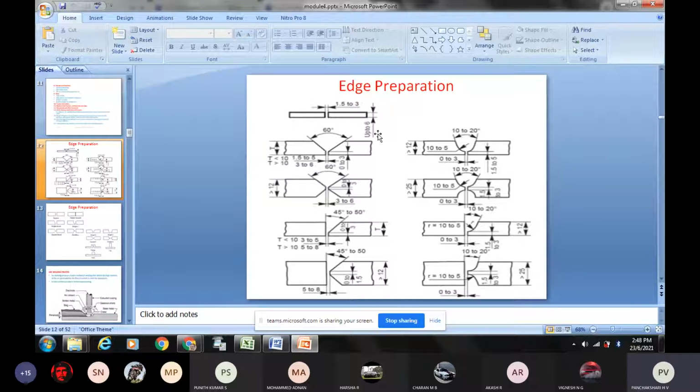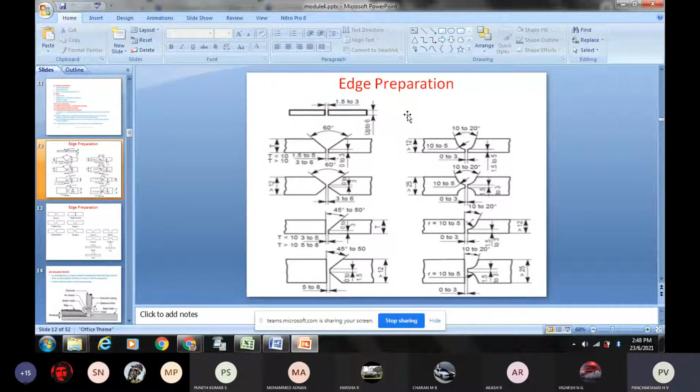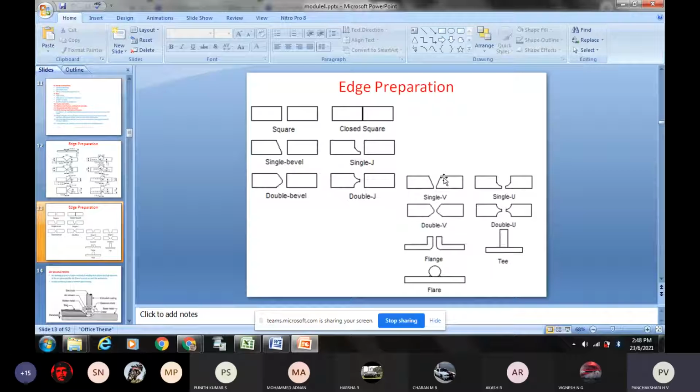And it has to be dust free, dirt free. No oil or no dust, nothing should be there. Everything should be properly cleaned before going to welding. That is the prerequisite required to do the welding. See, these are the edge preparation simple diagrams. Edge preparation simple diagram, you can look into it.